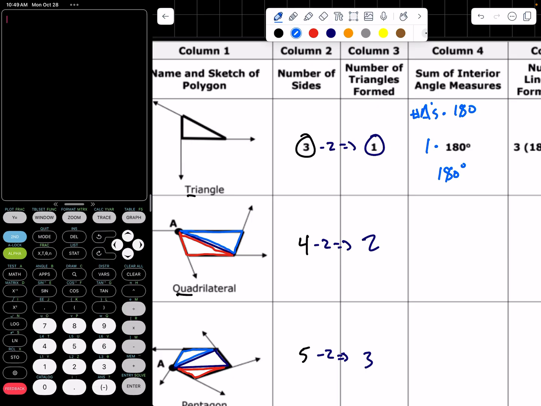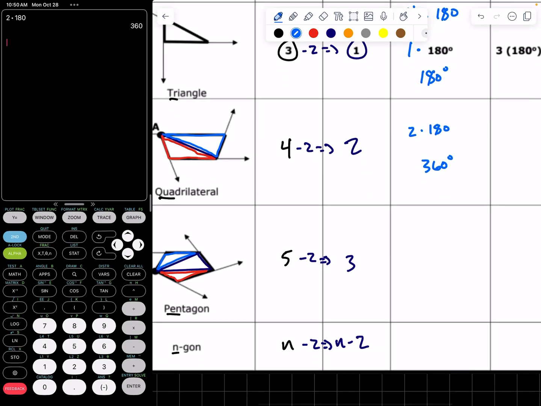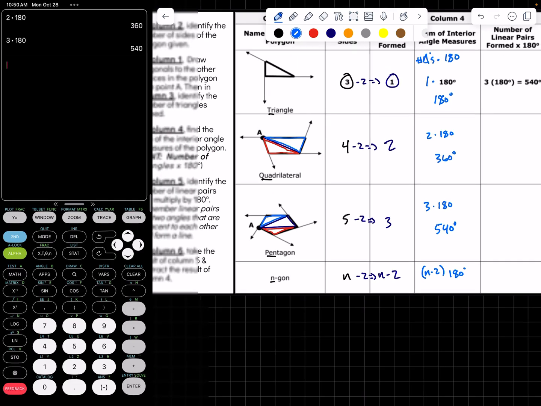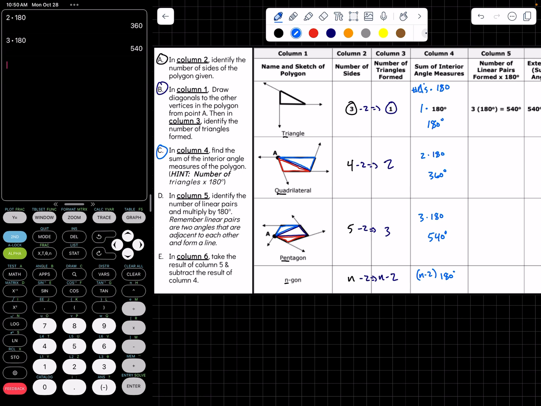Down here at quadrilateral, we said we had 2 triangles, so we multiply 2 times 180 to get 360 degrees. For our pentagon, we had 3 triangles. 3 times 180 is going to be 540 degrees. And then for our rule, we're just going to take our number of triangles, which we know is n minus 2, and multiply that by 180 degrees. So we've got all the way through 4 columns.